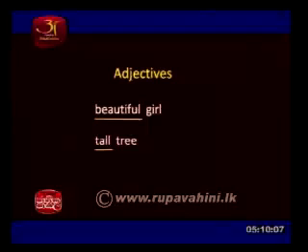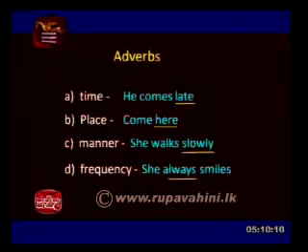The next one, adverbs. Adverbs describe the verbs. Now here you can see several types of adverbs given here. Adverb of time, adverb of place, adverb of manner, adverb of frequency. Now let us look at the first example. He comes late. Comes when? Late. So it gives a time. Then come here. Here it's a place. So here it describes the place where you have to go.